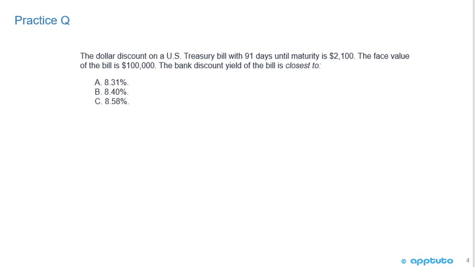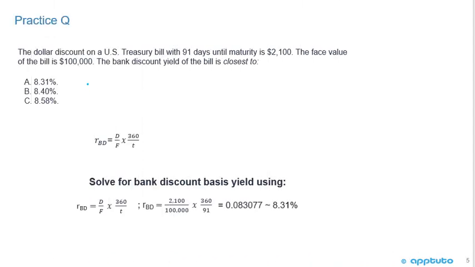Okay, here's a good little practice problem, typical of something you'd find on CFA Level 1. The dollar discount on a U.S. Treasury bill with 91 days until maturity is $2,100. The face value is $100,000. So the bank discount yield on the bill is closest to A, 8.31%, B, 8.4%, or C, 8.58%. Okay, the correct answer is A, and we're going to see.